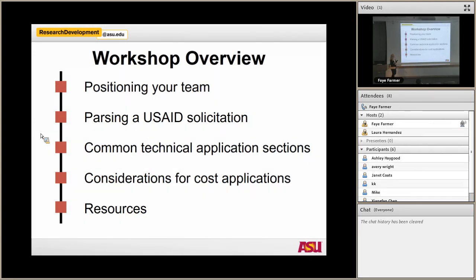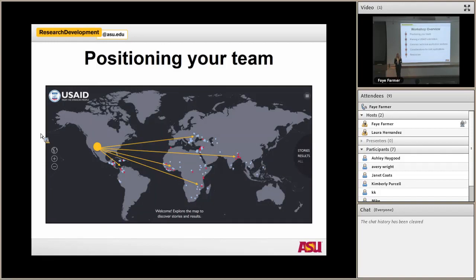Okay, so what we're going to cover today: we're going to be talking about positioning your team before the solicitation even goes live. We're going to talk about parsing and breaking down a USAID solicitation. We're going to talk about common technical application proposal sections and what goes in those. We're going to talk about some considerations for cost applications, and then I'm going to point you to some resources, both here at ASU and on the USAID website as well.